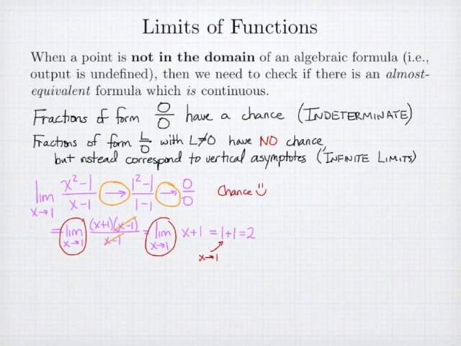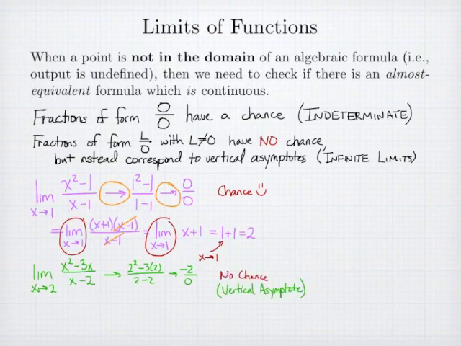To illustrate an example of a limit that does not exist, let's look at the function x squared minus 3x over x minus 2 at the point 2. If I imagine what happens at x equals 2, the top goes to 2 squared minus 3 times 2. The bottom goes to 2 minus 2. So I get on the top negative 2, on the bottom 0. This function has no chance. The graph of this function has a vertical asymptote.